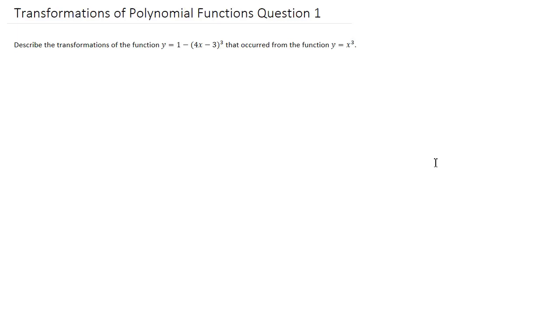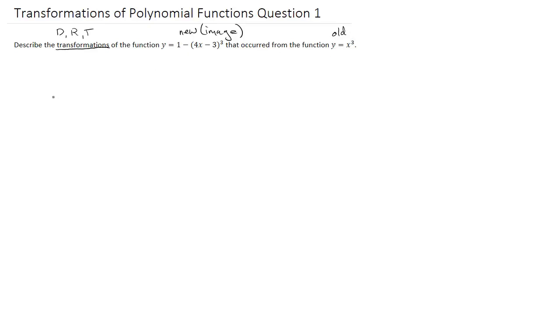So this question asks you to describe the transformations of the function that occurred from this function here. So this was your old function, and this is the new function, or the image. Essentially, we're listing the transformations, providing information about the dilation, the reflection, and the translation of converting this old function into the new one.